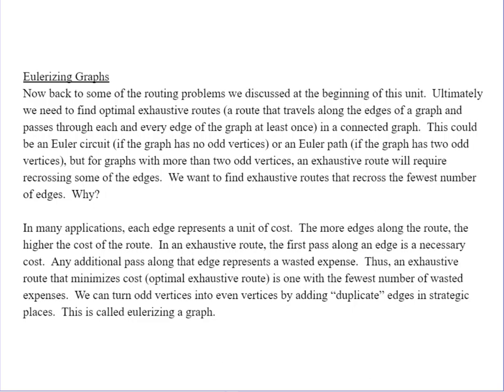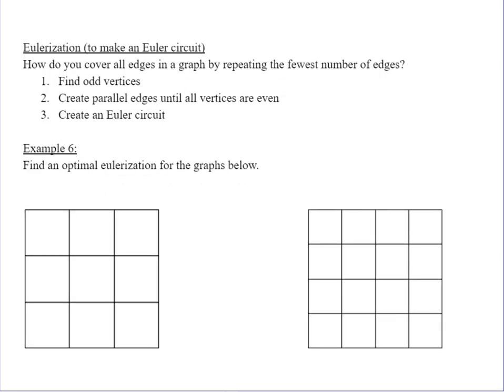We have a few rules though. You can turn an odd vertex into an even vertex by adding a duplicate edge in a strategic place. So this process of adding extra edges is called Eulerizing a graph. So, if I am Eulerizing a graph to make an Euler circuit, I need all of the vertices to be even vertices.